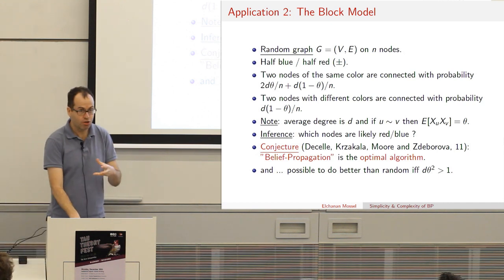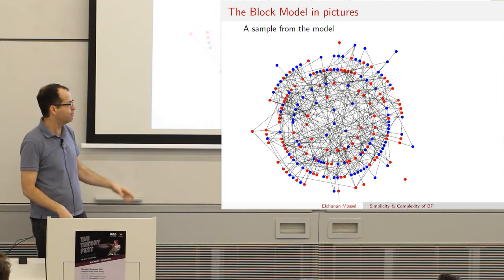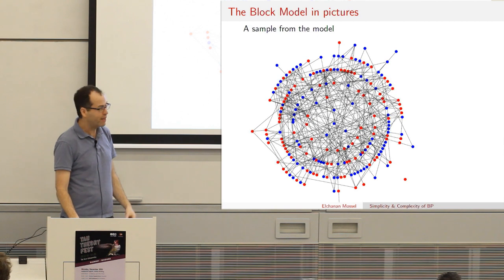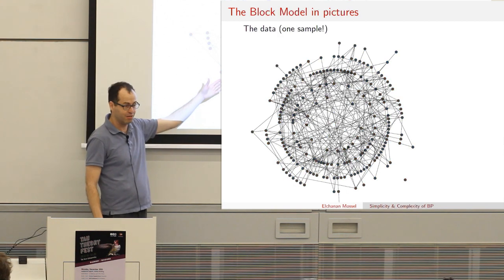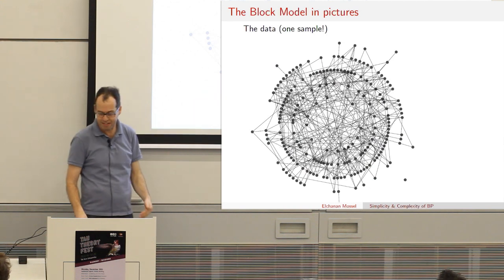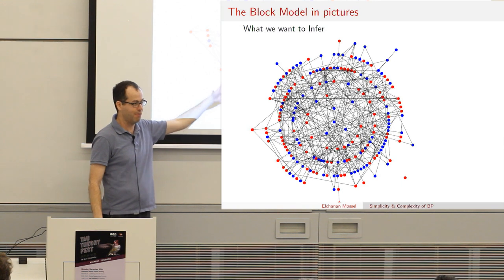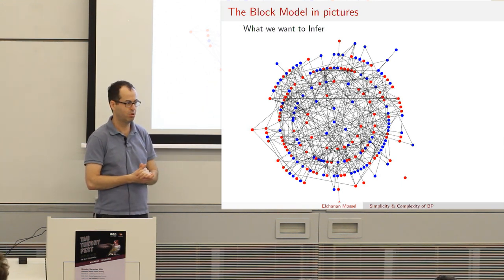Good, so let me just show, just in case, to clarify exactly the model. So this is the sample from the model, right? So this is a graph. Some are blue, some are red. What is the data that you get as a statistician? Say the data that you get is this data. You get exactly the same picture, but without the colors. And your goal is to find, well, this is too much. We know that we cannot really find that, but maybe we can find something close to that, right? That's our goal. Very good? Okay.